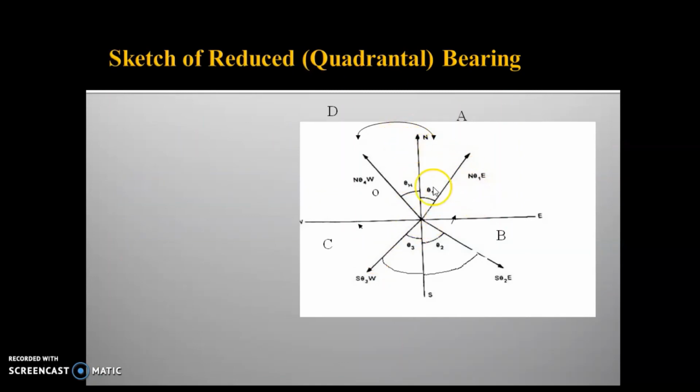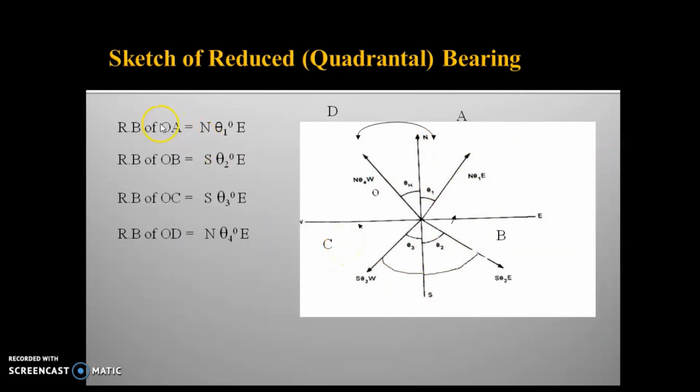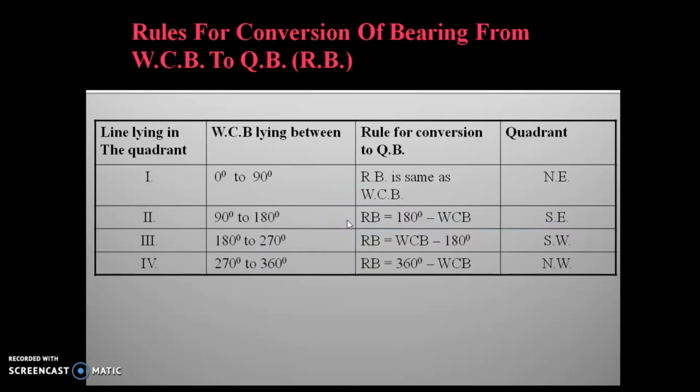So north to east or north to west, south to east and south to west, like that you will be measuring. And RB of line OA is how much? How will we designate it here? North theta 1 east, next south theta 2 east, next south theta 3 west, north theta 4 west, like that you are going to, and just observe it.